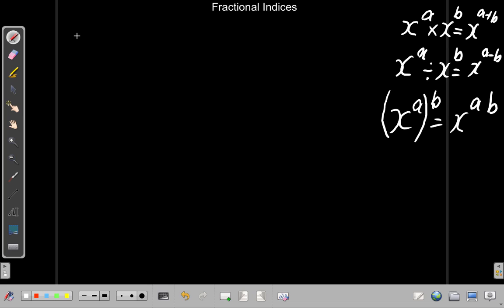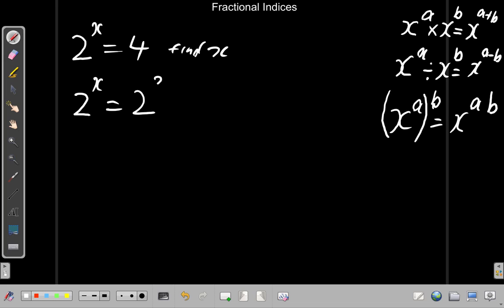Suppose you have this equation to solve. 2 to the power of x is equal to 4. You should find the value of x. What is x equal to? What you can say here is 2 to the power of x equals 2 to the power of something. So 2 to the power of x is equal to 2 to the power of 2, because 2 to the power of 2 gives you 4.